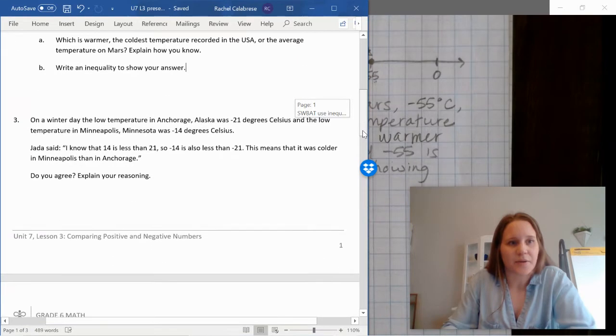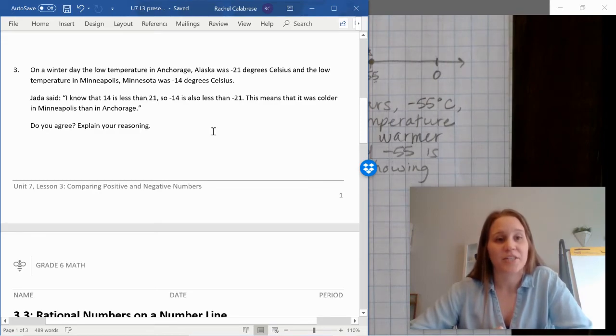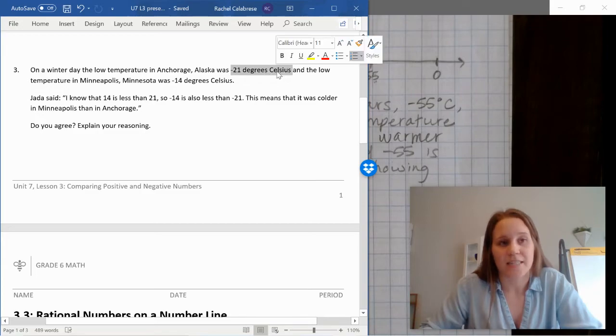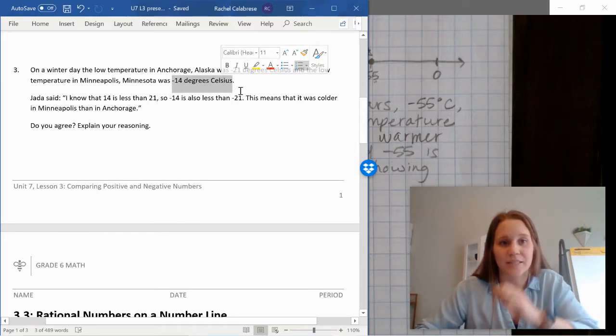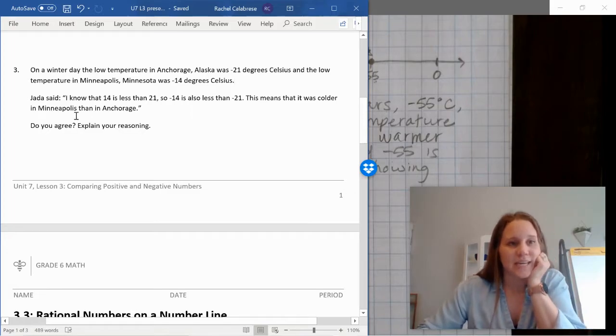All right, here is number 3. On a winter day, the low temperature in Anchorage, Alaska, again, that cold temperature, was negative 21 degrees Celsius. And the low temperature in Minneapolis, Minnesota was negative 14 degrees Celsius. Maybe you're already thinking which one is warmer. Jada said, I know that 14 is less than 21, so negative 14 is also less than negative 21. This means that it was colder in Minneapolis than in Anchorage. Do you agree? Explain your reasoning.